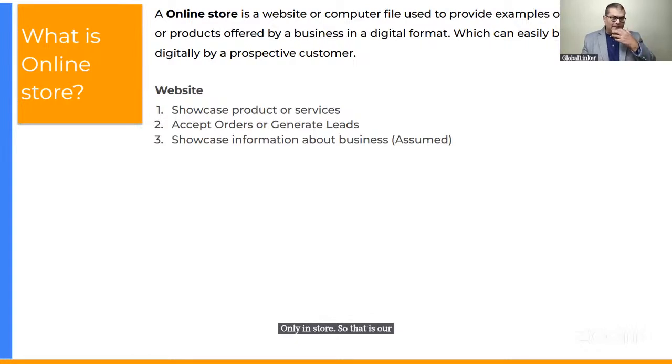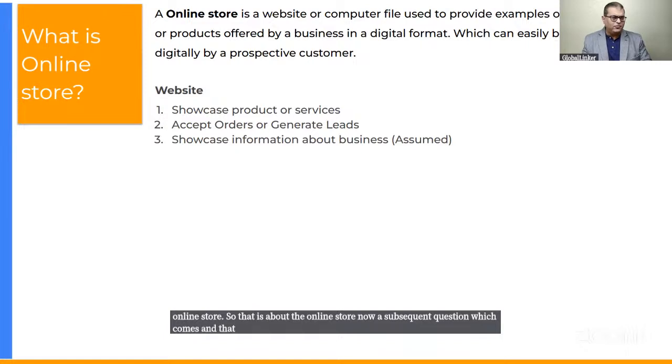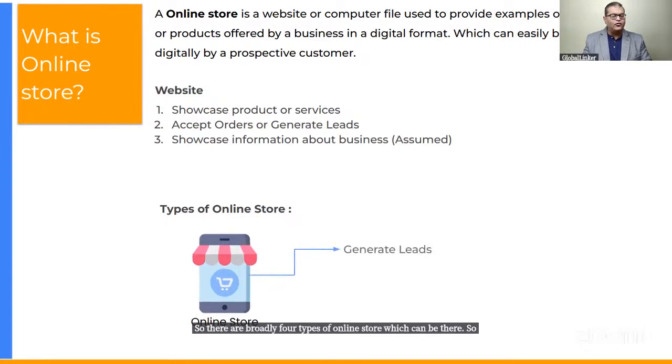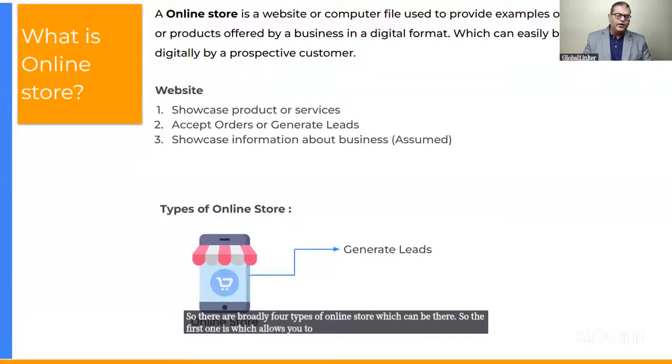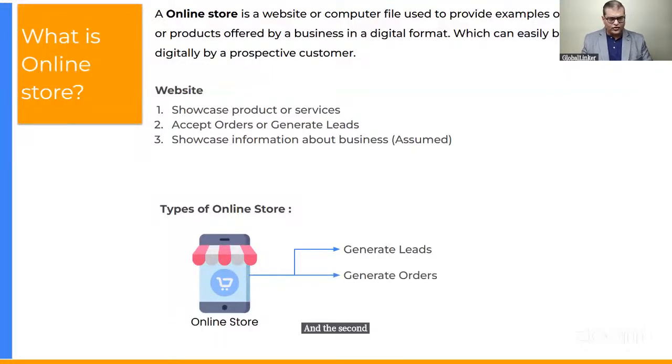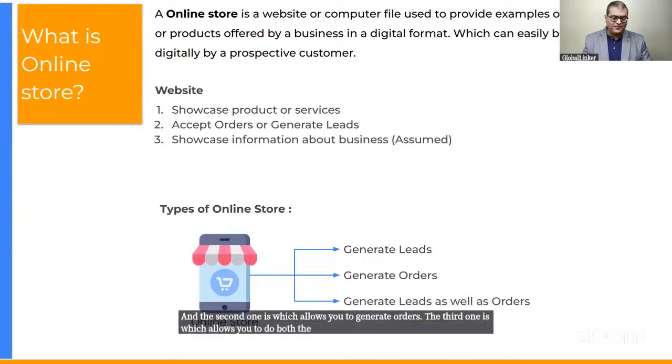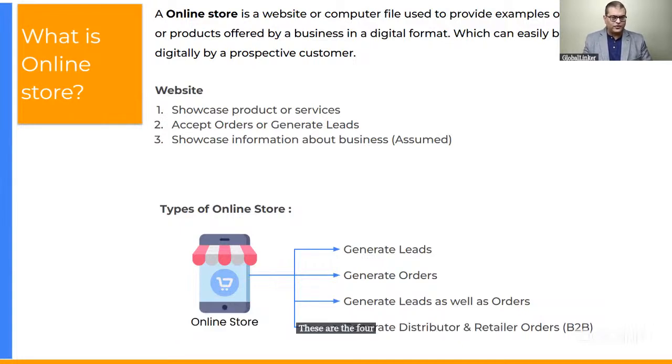Now, a subsequent question which comes is, how many types of online store can there be? So there are broadly four types of online store. The first one allows you to generate leads. The second allows you to generate orders. The third allows you to do both things at the same time. And the fourth is used for B2B bulk ordering. These are the four types of online store which can be created.